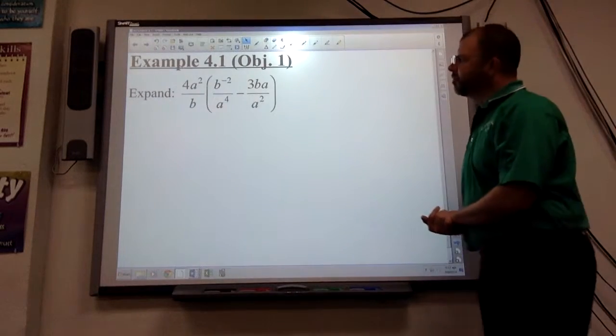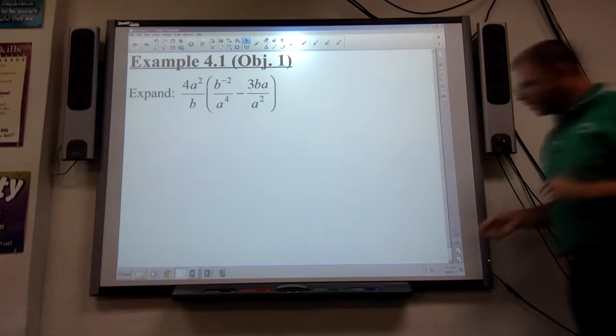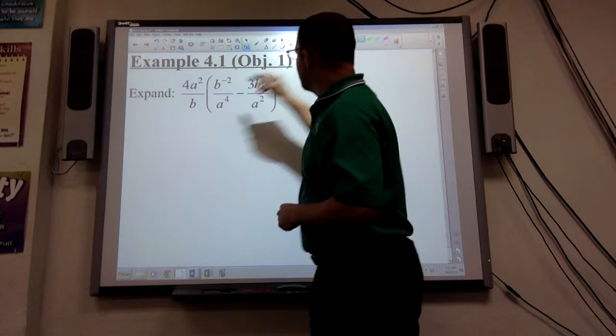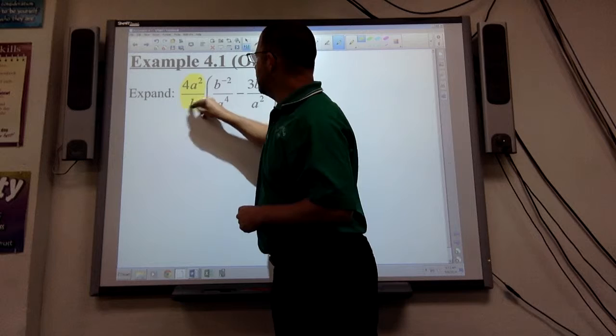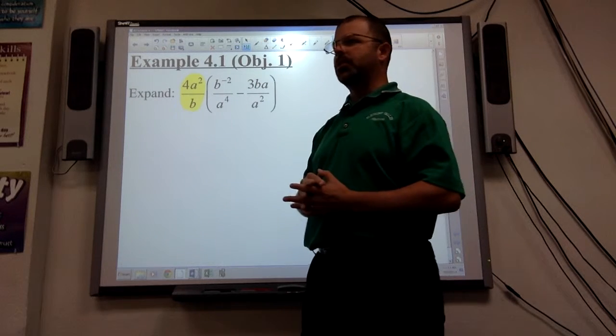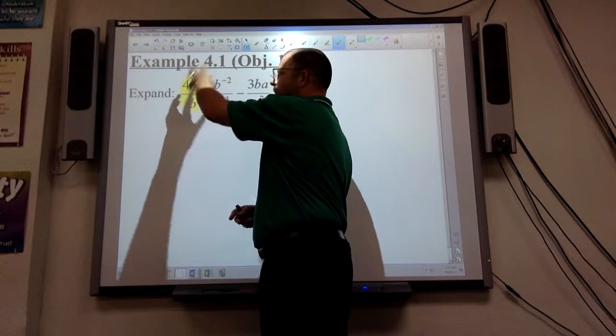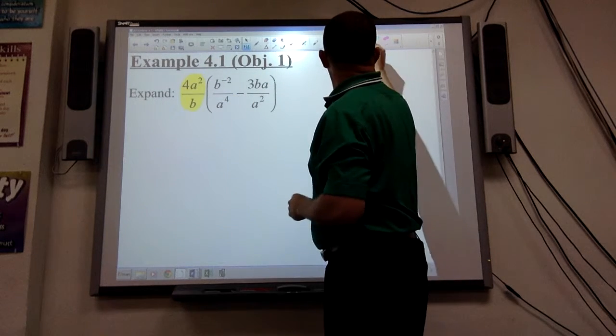Right, so example one: expand using the distributive property. What's going to happen is you're going to see objects. So what you have here is 4a squared over b. That's the single object outside the parentheses that the distributive property talks about. So even though it's got a bunch of stuff going on, 4a squared over b, that's one thing. And then we have our parentheses.